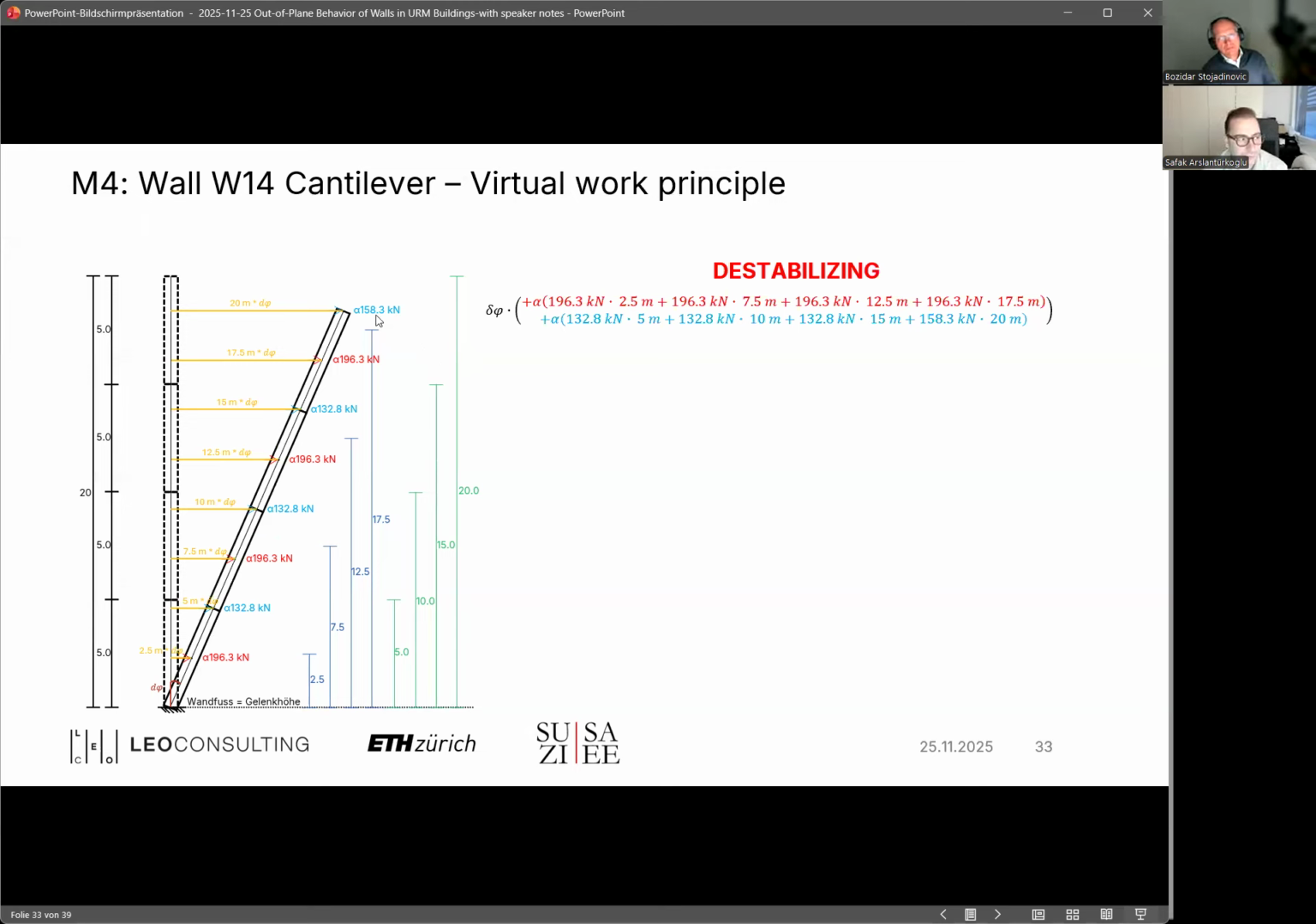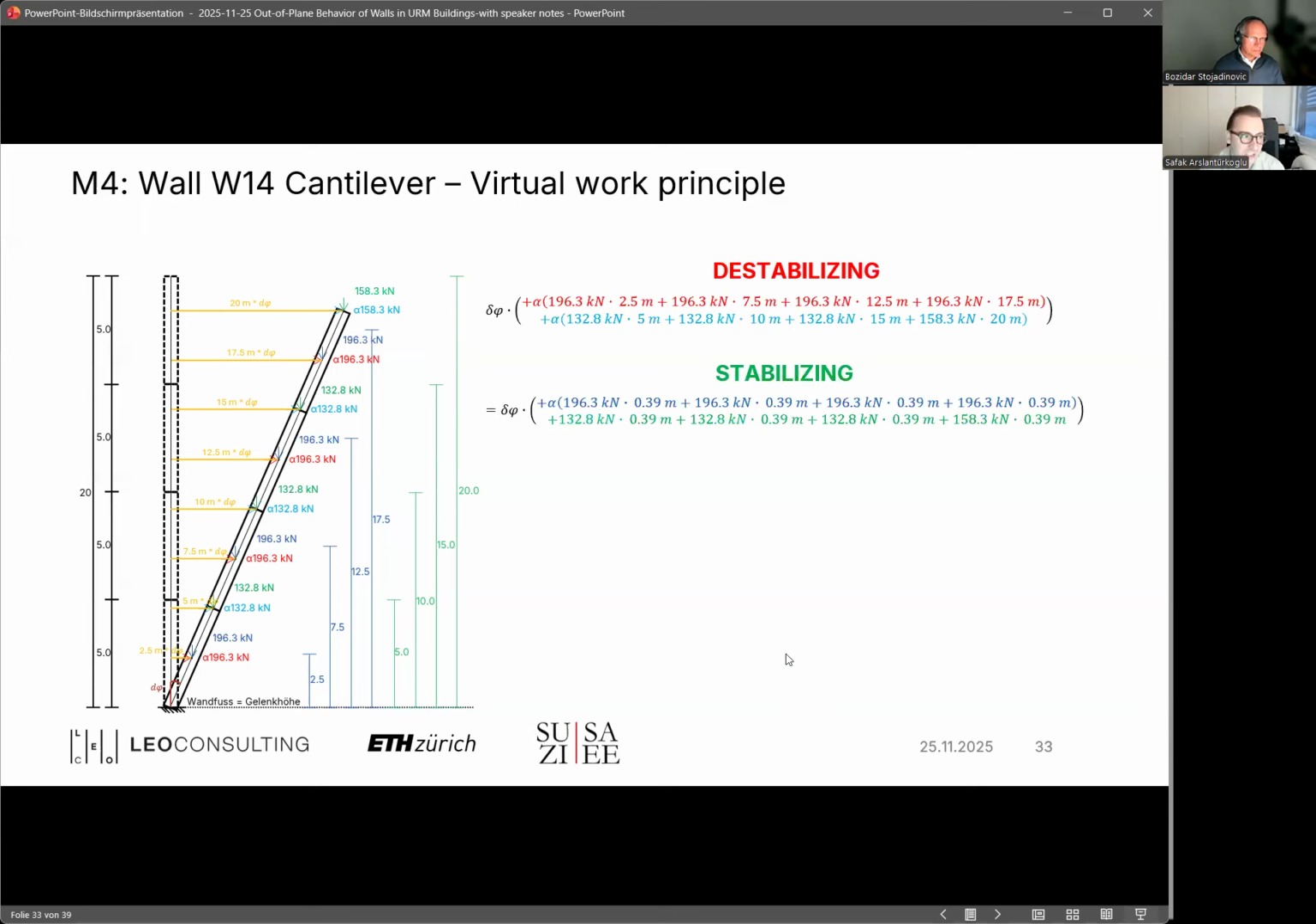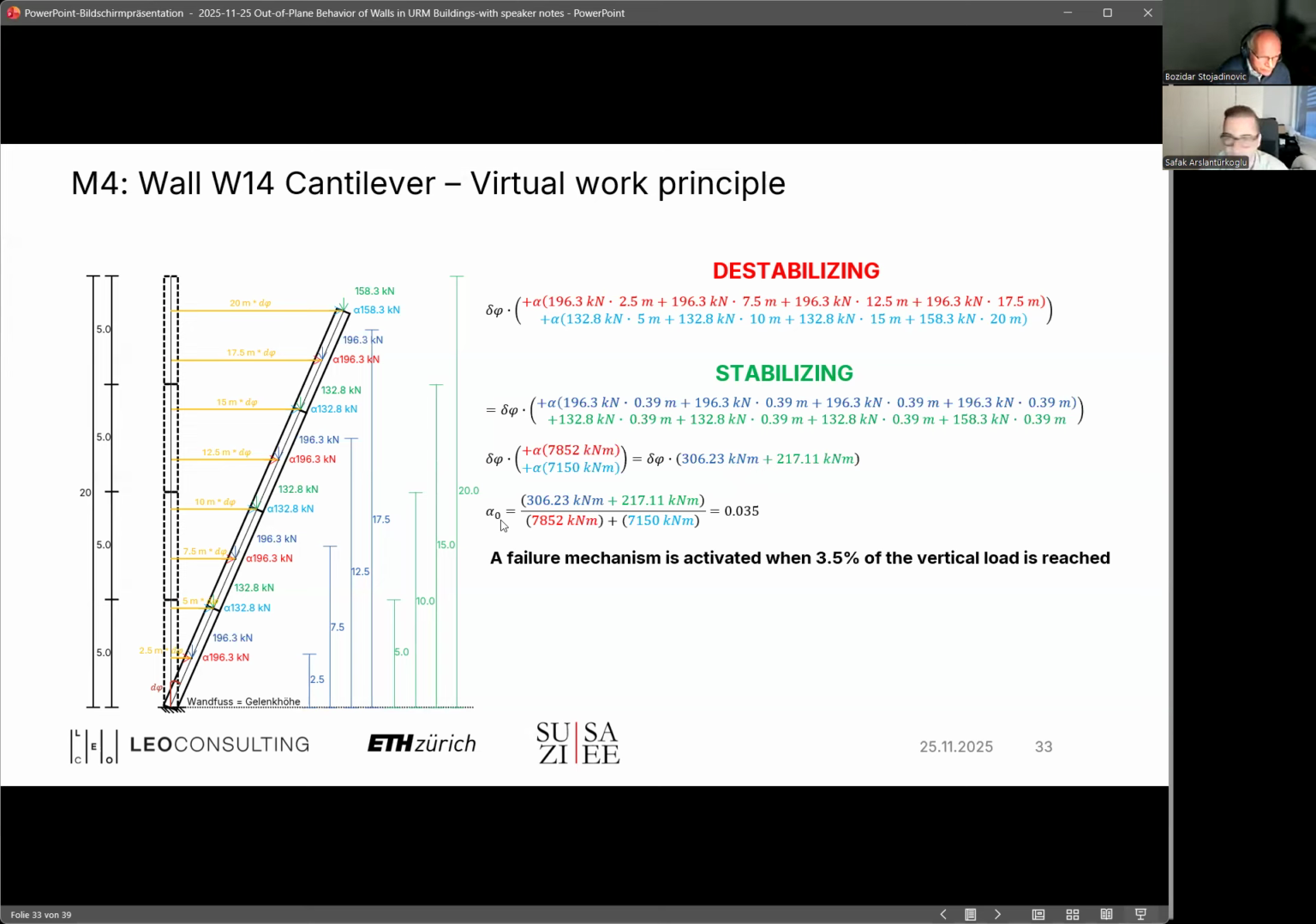Then I can finally say, okay, each force is delivering a virtual work. What I have to do is differentiate between the forces that are in favor of the wall, these are the stabilizing ones, and the forces that are causing the wall to rotate. Forces that act horizontally cause the wall to rotate, so these are destabilizing. Forces that are vertical actually help the wall not to fail, and these are stabilizing. And we have to make sure that these are in balance. When we solve the whole thing for alpha 0, it will give us 0.035. And that is exactly what I'm looking for, because that is called the horizontal load multiplier.